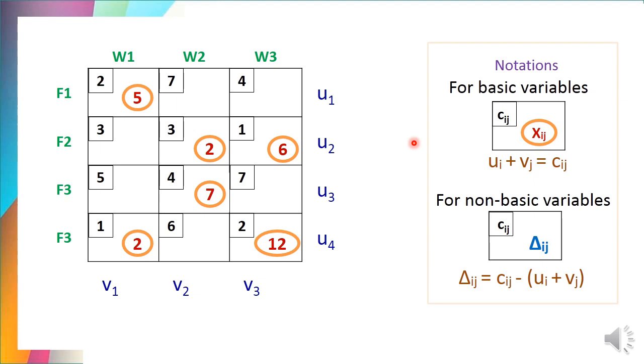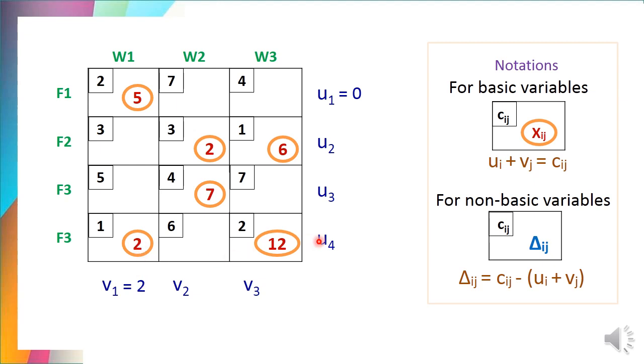First we need to find out the values of u's and v's. So by using the allocated variables and using the relation ui plus vj is equal to cij, let us find out u's and v's. Assign u1 is equal to 0. So we will get v1 plus u1 is equal to 2. That is v1 plus 0 is equal to 2. So v1 is equal to 2.